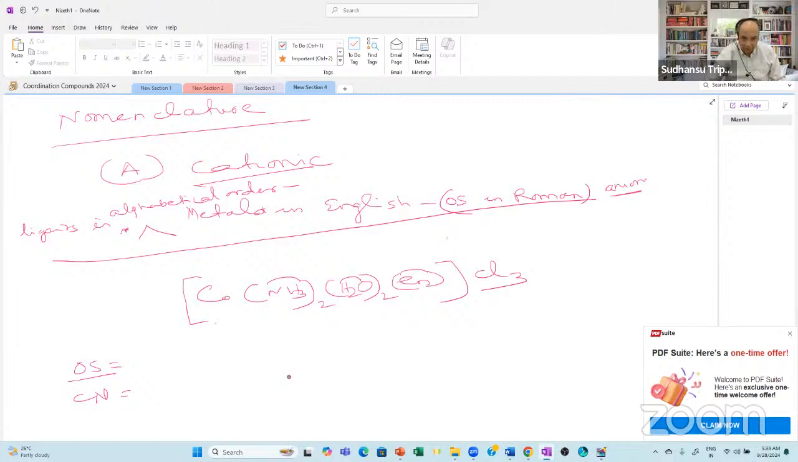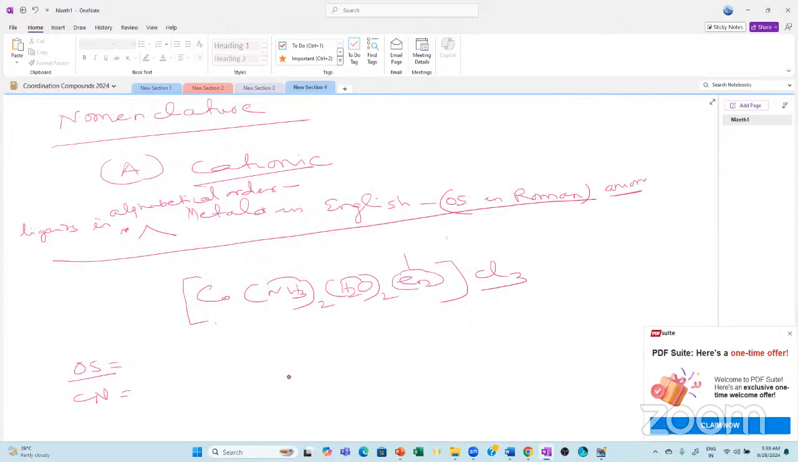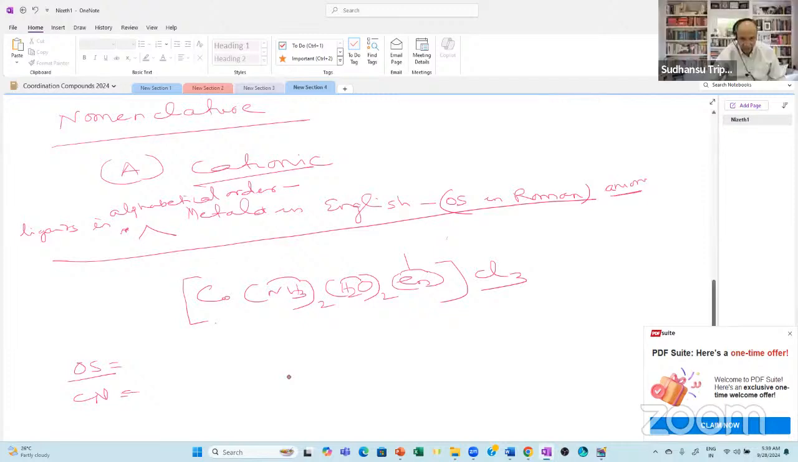Okay. So this is a bidentate. What is the coordination number? First tell me. Yes, Sai? Coordination number 6. Precisely. Because these are monodentate ligands, and ethylene diamine is a bidentate ligand. One ligand has 2 teeth. So the total number of teeth that will bite is 6. That is the coordination number.